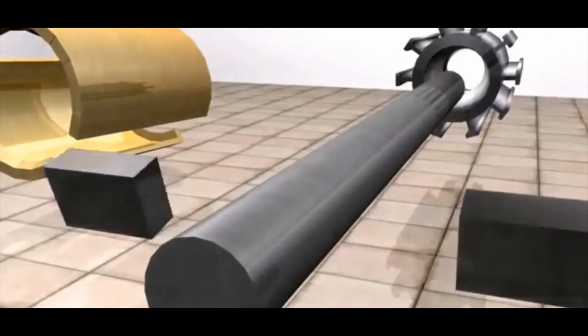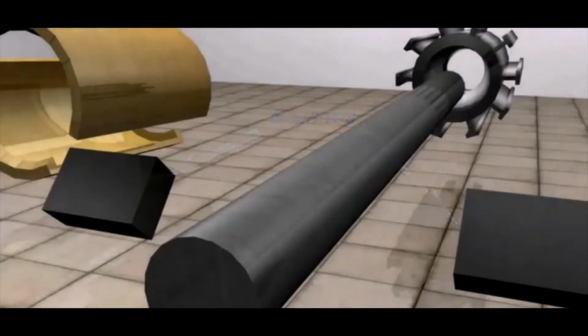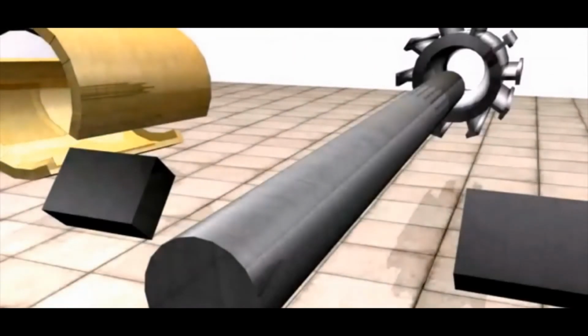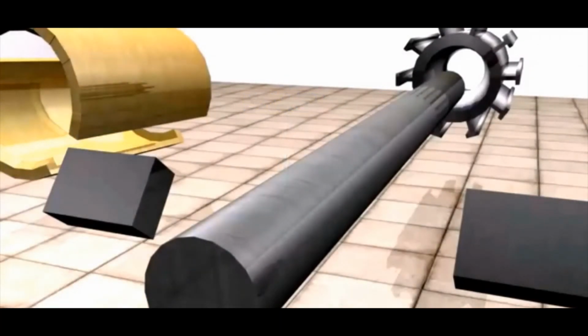Now we have to discuss the brushes. They are usually made up of carbon or graphite. The main function of brushes is to collect the current from the moving commutator. Now that is the shaft. It is the rotating part of the DC motor. We can obtain the final output in the form of mechanical energy from the shaft. The armature is mounted over the shaft.